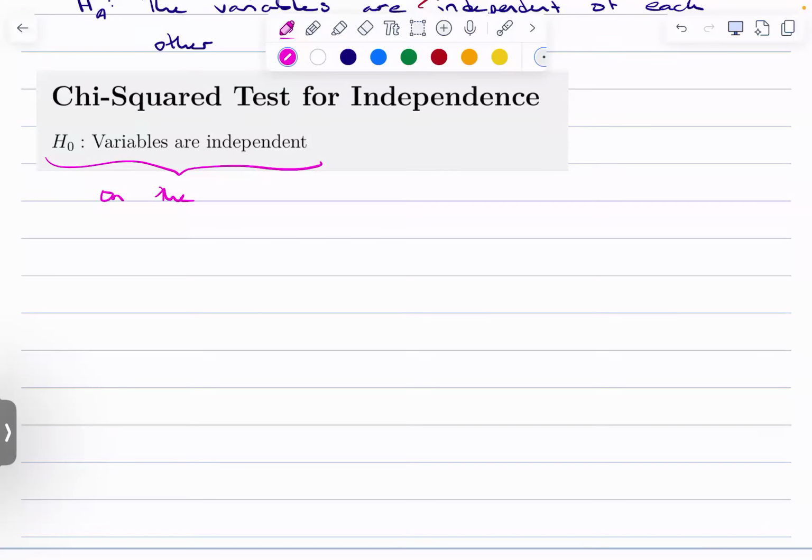On the quiz and final exam, just coming down the pipeline here, you must word your hypotheses with question-specific variables or variable names. You must use question-specific wording.